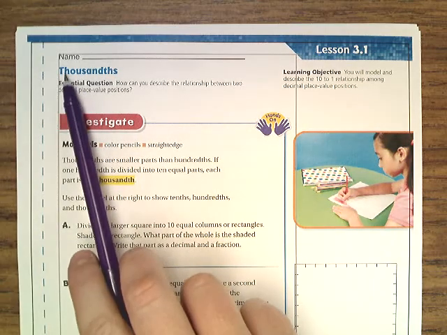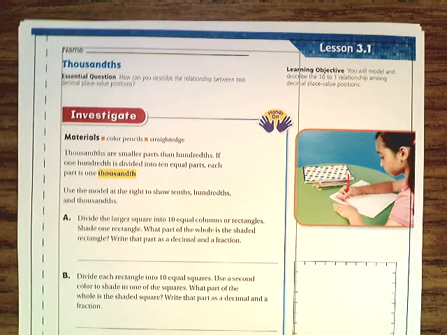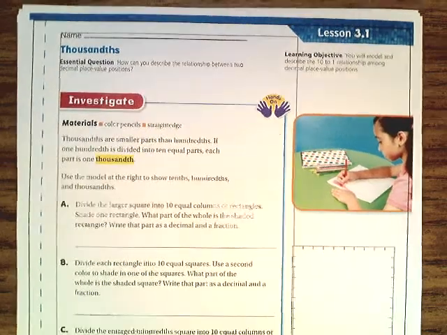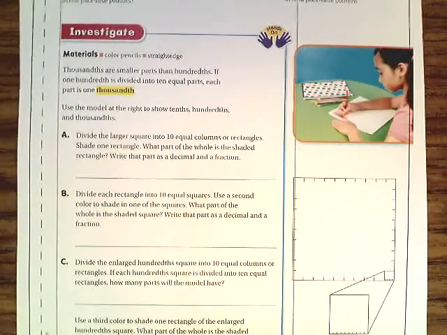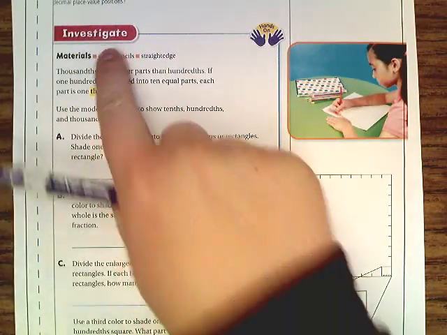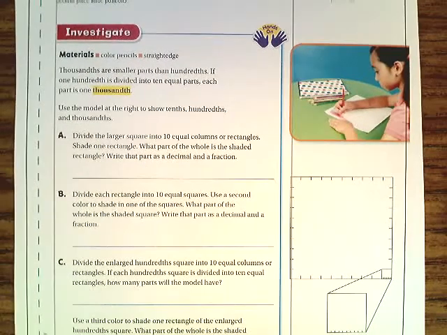So this lesson is about the thousandths place, okay? And we're gonna be moving into decimals now. We're gonna be talking about parts of a number, okay? So when I say parts of a number, I'm talking about fractions, decimals, things like that. And this is all gonna make sense as we work through our problems, okay? So we're at the part where it says investigate at the top, and I'm going to zoom in just a little bit so we can see what we're doing here.